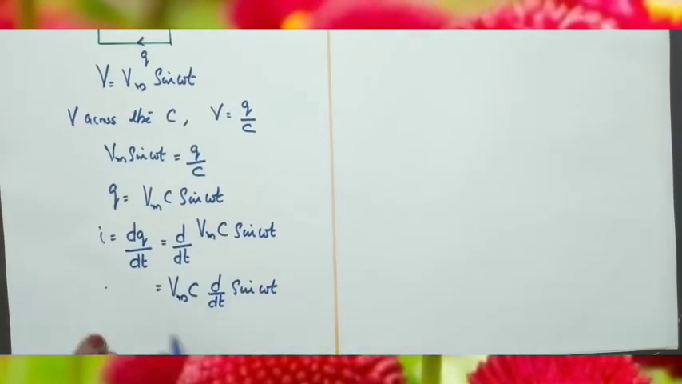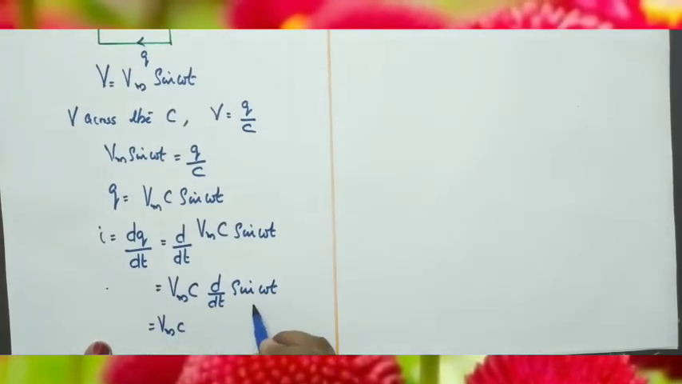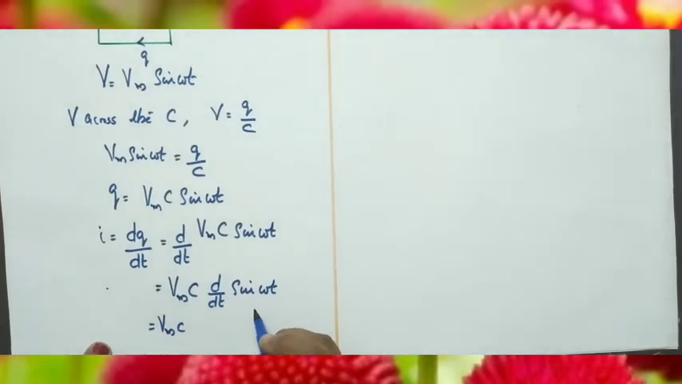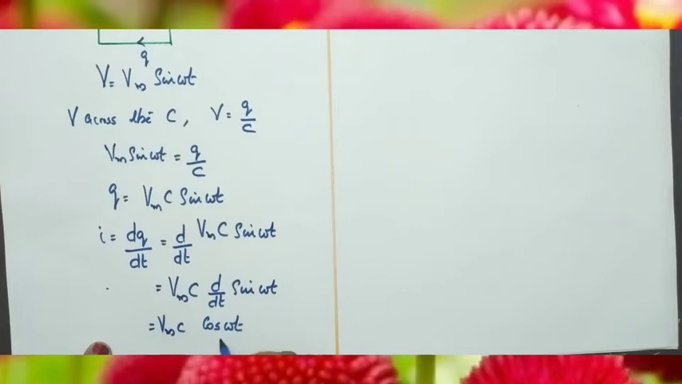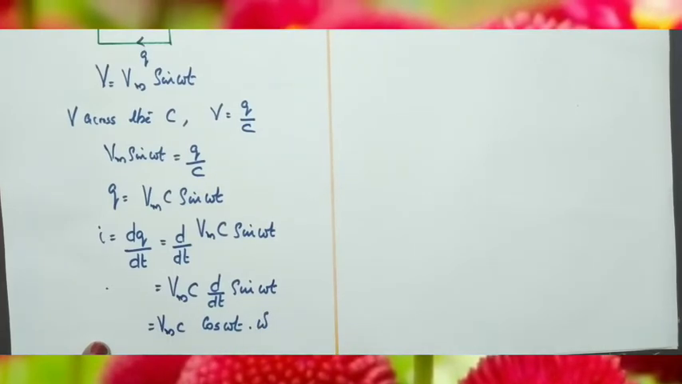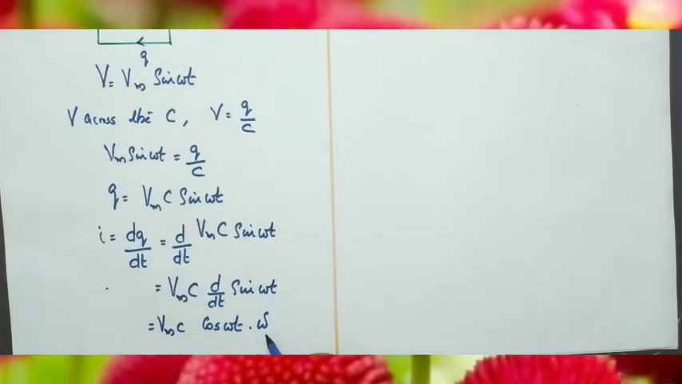Clear? Is equal to Vm C. What is d by dt of sin theta? D by dt of sin omega t is cos omega t, isn't it? So it is cos omega t into the coefficient omega. Clear? So Vm C into d by dt of sin omega t is cos omega t into the coefficient omega.